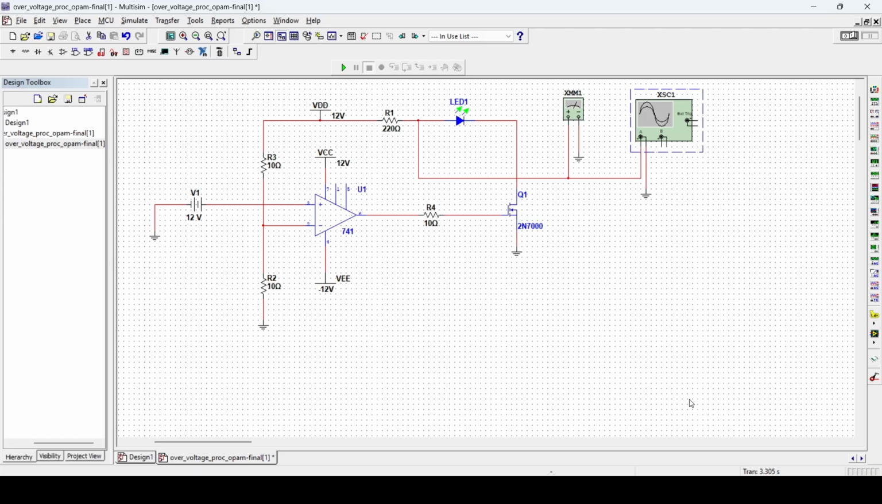So now I am explaining the circuit. Here we have placed the LM741 op-amp, and R2 and R3 set the reference low voltage, and the MOSFET 2N7000 acts as a protection switch, with an LED as the load. The op-amp output controls the MOSFET. If overvoltage occurs, the MOSFET turns off and the LED switches off. So now I'm running the simulation.